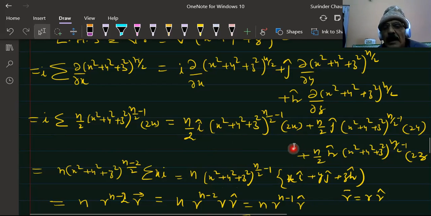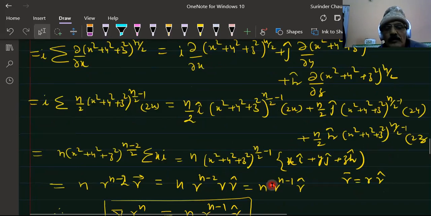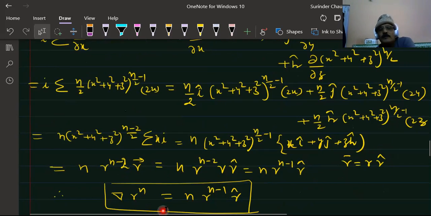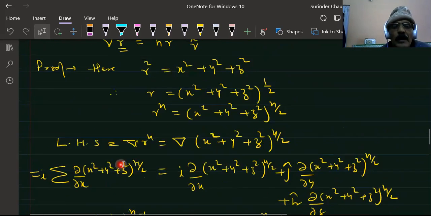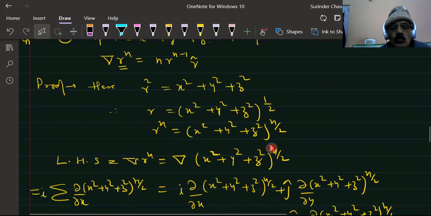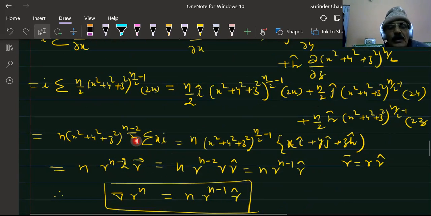You get x i plus y j plus z k. Now what is this? This is the r vector. Now substitute the value of r vector here. This is equal to, now, what is r? This is equal to r square n, and what is r? r square n is equal to n by 2. So we substitute here.